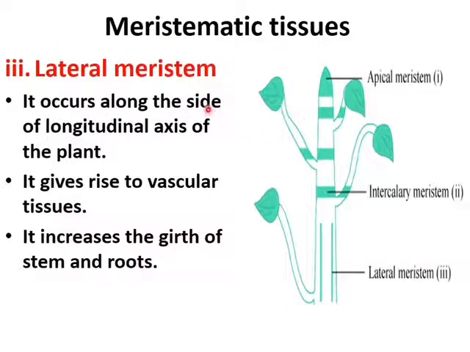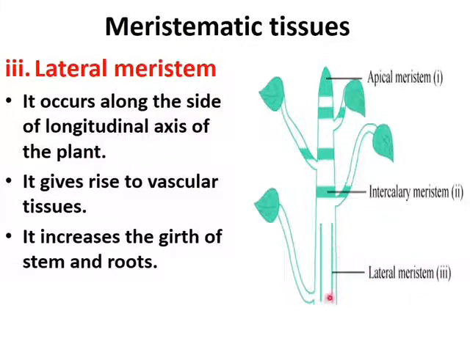Now third type of meristematic tissue, and that is lateral meristem tissue. Now lateral means at the side. So what will be the location of this type of tissue? It occurs along the side of longitudinal axis of the plant. Now what is meant by longitudinal axis? Longitudinal means sideways. It means at the sides of the stems and roots and branches this type of tissue is present. As in the diagram also you can see, this type of tissue, lateral meristem, it is present at the sides of the stem. Okay.